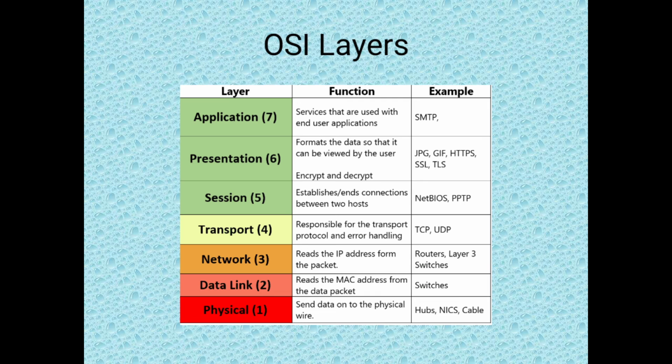The physical layer is used to send the physical signals through the wire. The devices used are hubs, NICs, and cables. The data link layer reads the MAC address from the data packet. The device used is the switch. The network layer is used to read the IP address to transfer the packet. Examples are routers and layer 3 switches.